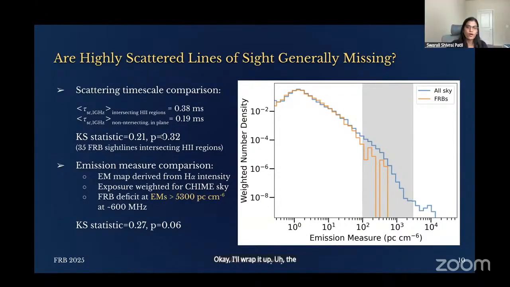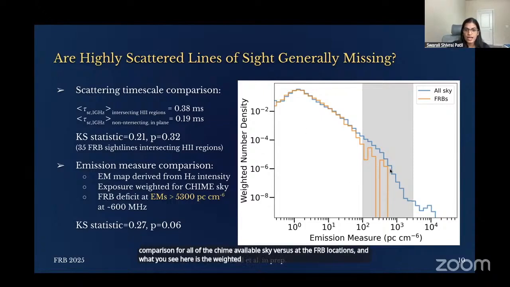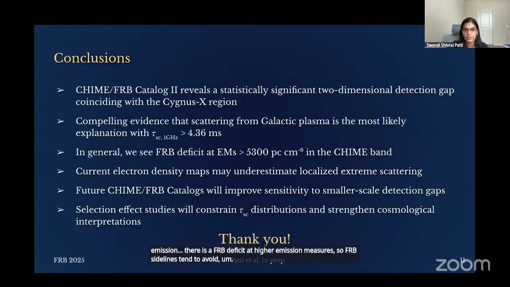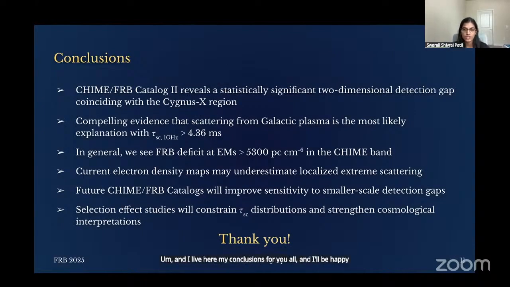The KS statistic of scattering timescales of intersecting and non-intersecting FRBs is not that significant, even though the mean values differ a lot. So we plot this emission measure comparison for all of the CHIME visible sky versus at the FRB locations. And what you see here is the weighted number density. To conclude from this, we can say that there is an FRB deficit at higher emission measures. So FRB sightlines tend to avoid higher emission measures. I'll leave here my conclusions for you all, and I'll be happy to take any questions here or on Slack. Thank you.